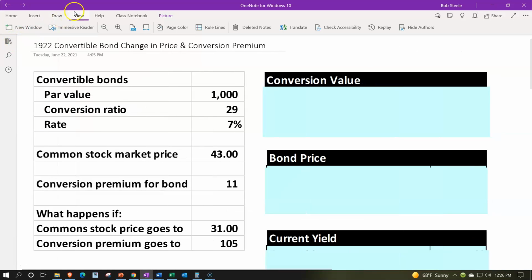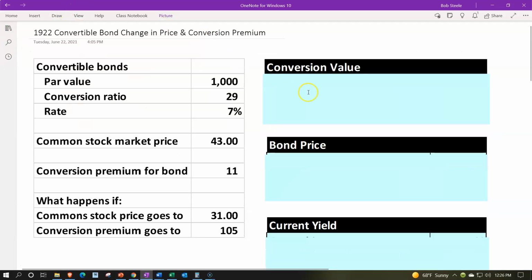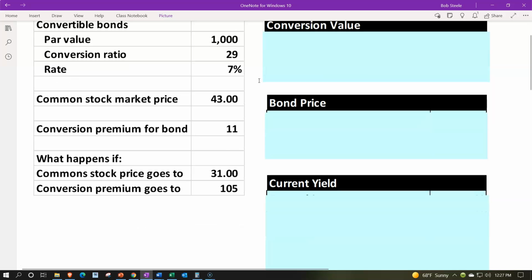Closing the icon, we have our information up top, calculation then on down below. We're looking at convertible bonds, bonds which have the conversion option to convert into some shares of stock if the investors so choose. So the information on the left says we have the convertible bonds with a par value of $1,000, the conversion ratio, meaning how many shares the bonds could be converted into if chosen to do so, 29 shares, the rate at 7%, the common stock market price, meaning the market price of the shares currently selling on the market, at $43.